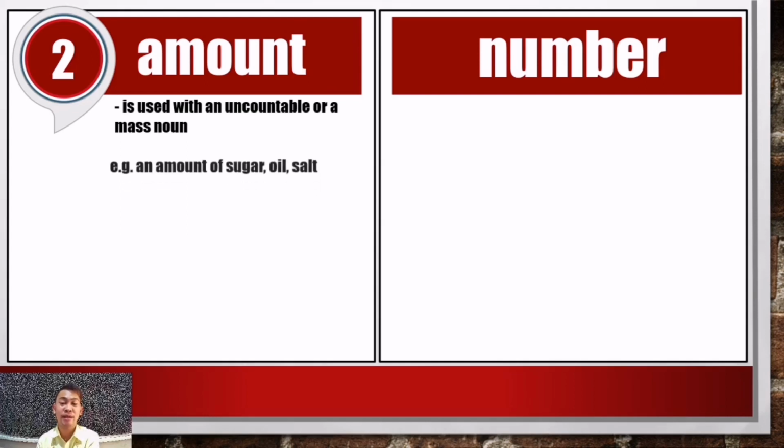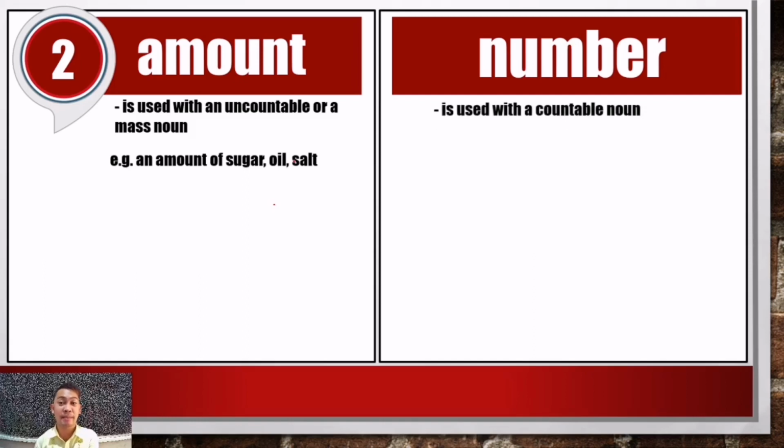For example, an amount of sugar. We cannot count sugar, we cannot count oil, we cannot count salt. In contrary to that, the word number is used when the noun that comes after it is a countable noun, can be counted or nabibilang. For example, a number of books. We can count books. We can even count bottles, bags, chairs, and a lot more.